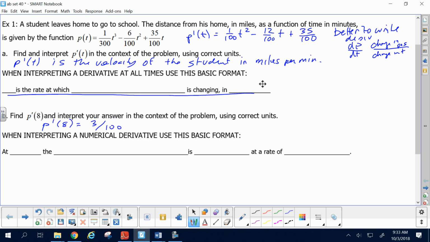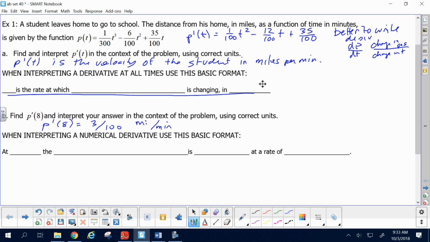It's best to attach units both in your answer and in your explanation. So what are the units on that? It's miles per minute. Okay, miles per minute.